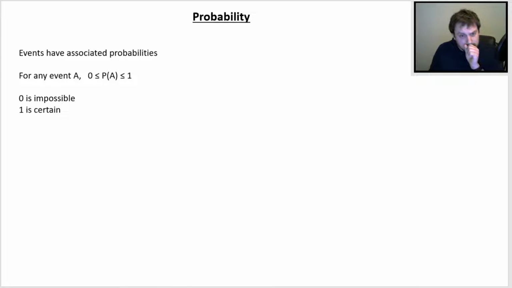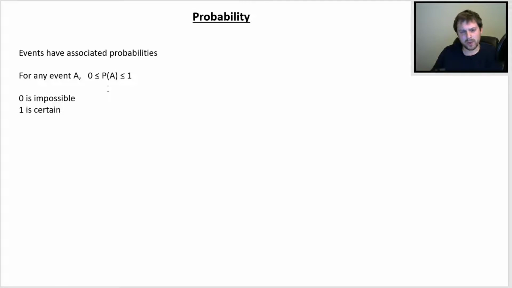So for a given experiment, you've got lots of possible events, and any event that you want to put forward has some associated probability of occurring. Of course, this is a measure of how likely it is. Probabilities are of course between 0 and 1, where 0 means impossible and 1 means certain. We're going to write the probability of an event.